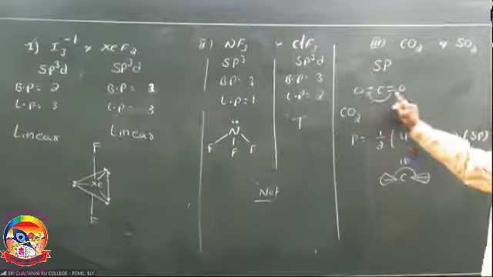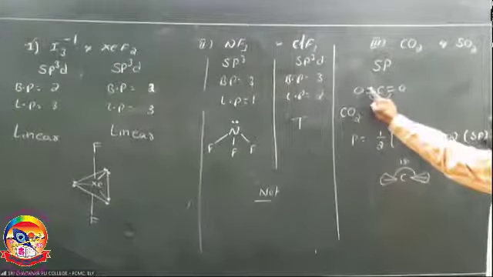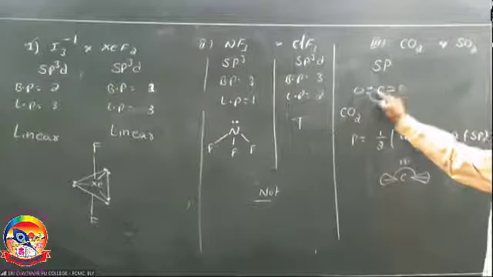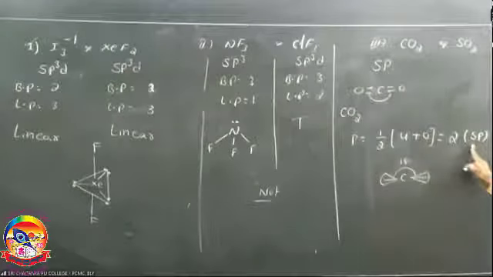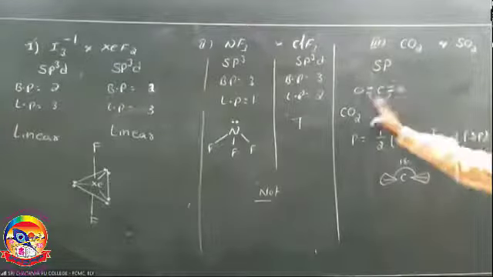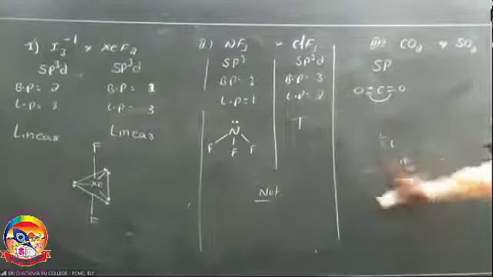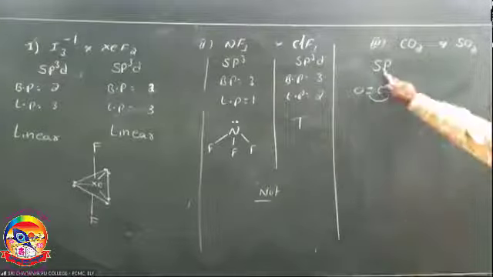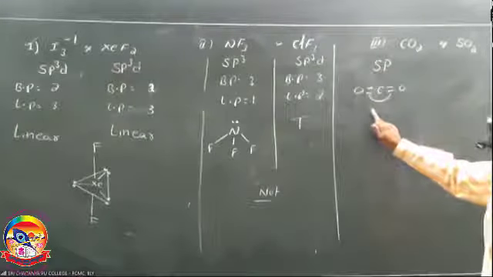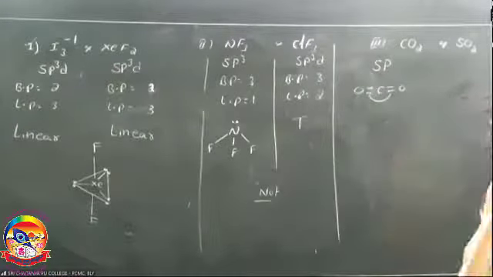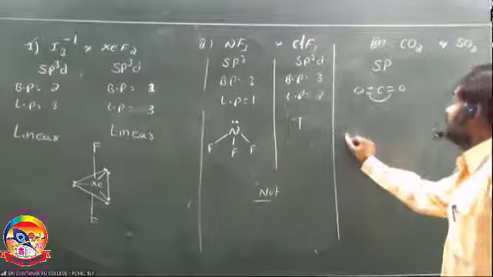The carbon which is attached with 2 pi bonds, 1 plus 1, 2, its hybridization is sp. So what is the hybridization of carbon in carbon dioxide? sp hybridization. So what is the geometry? Linear geometry. Next, take sulfur dioxide.